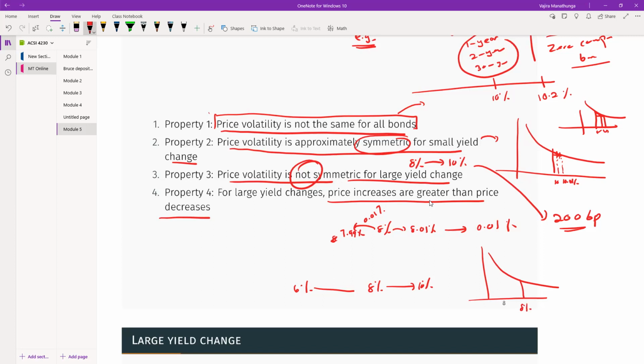So 8 to 10, the price changes at a lower rate, and when it goes 8 to 6, it's at a higher rate.